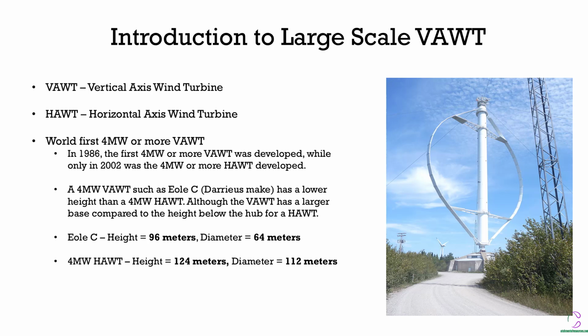In the present day market, a horizontal axis wind turbine with a capacity of 4 megawatts has a height of 124 meters and a diameter of 112 meters. We see right here that horizontal axis wind turbines are much larger in size compared to vertical axis wind turbines, of which they are of the same capacity.